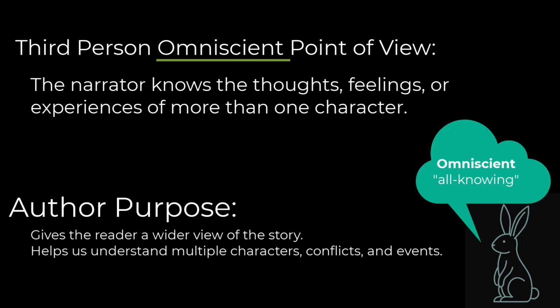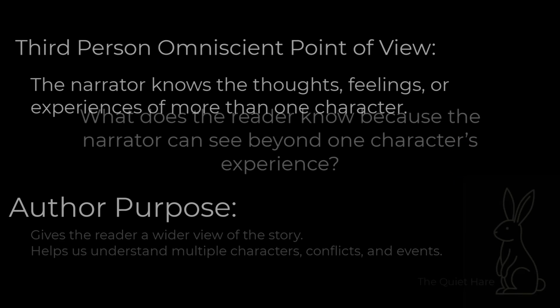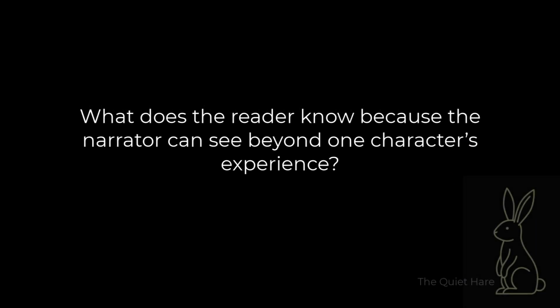Dramatic irony happens when the reader knows something that one or more characters do not know. Because the narrator can reveal more than one character's experience, the reader may notice misunderstandings or conflicts that the characters cannot yet see. When you recognize third person omniscient, ask, what does the reader know because the narrator can see beyond one character's experience? To identify point of view, examine the narration, not only the pronouns. A character may use words like I or you in dialogue even when the story is written in third person.